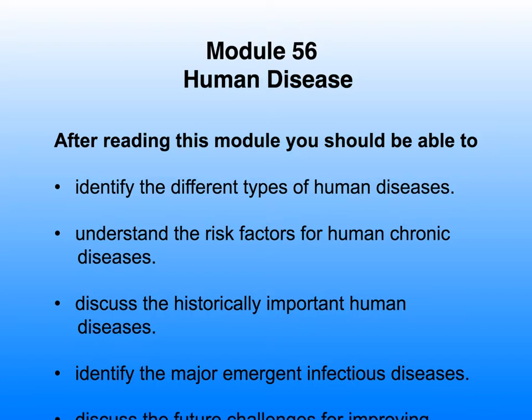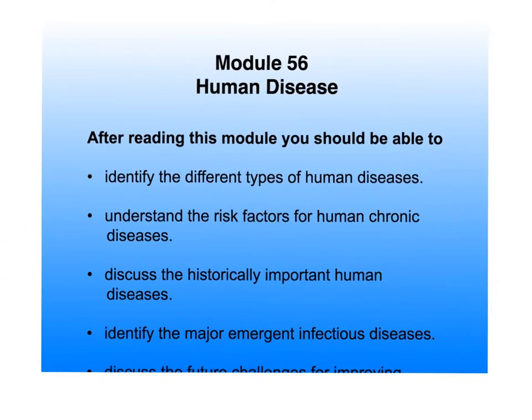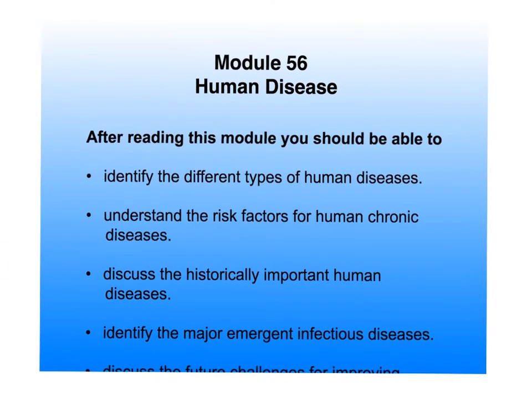All right. So human disease, you're going to identify the different types of human diseases and which ones are specific to places like America, which places are specific to countries in Central Africa, right? Places like that. Those are really good examples of ways to look at diseases. Understand risk factors for chronic diseases, historically important diseases such as the plague. Identify major emergent infectious diseases such as mad cow disease, Ebola, different types of flus, and discuss the future challenges for improving public health.